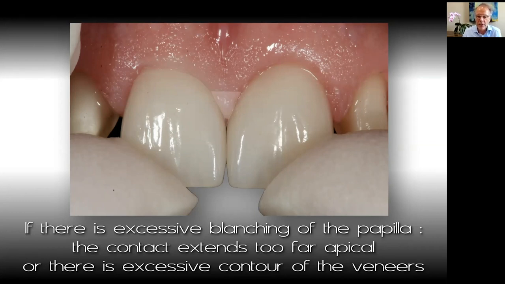Either the contact is too far apical or there's excessive contour from the finish line. So that means it requires chair side recontouring of the veneers. This is highly stressful because I need to use reshaping. I would prefer to use reshaping rubber wheels, not diamond burrs, because then I have to come back and polish.